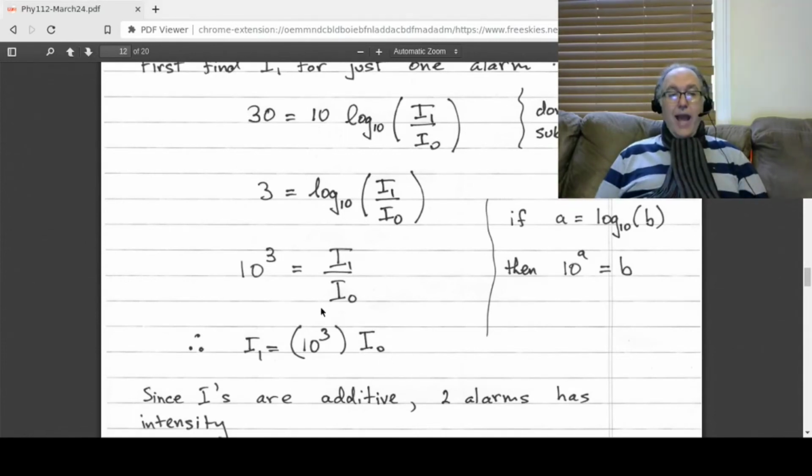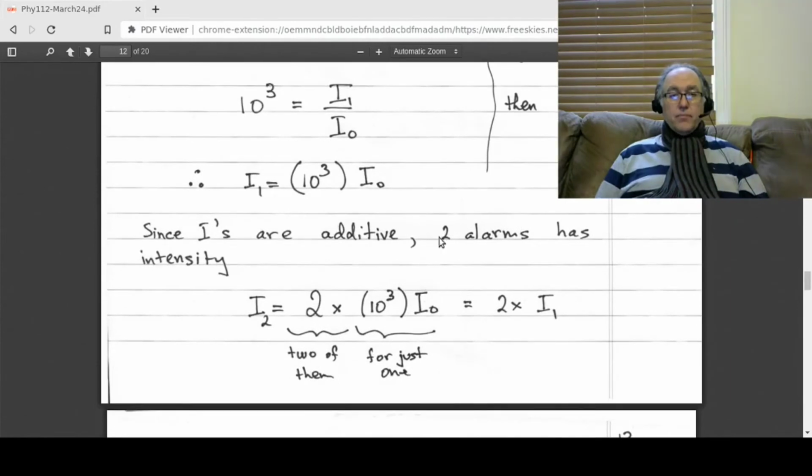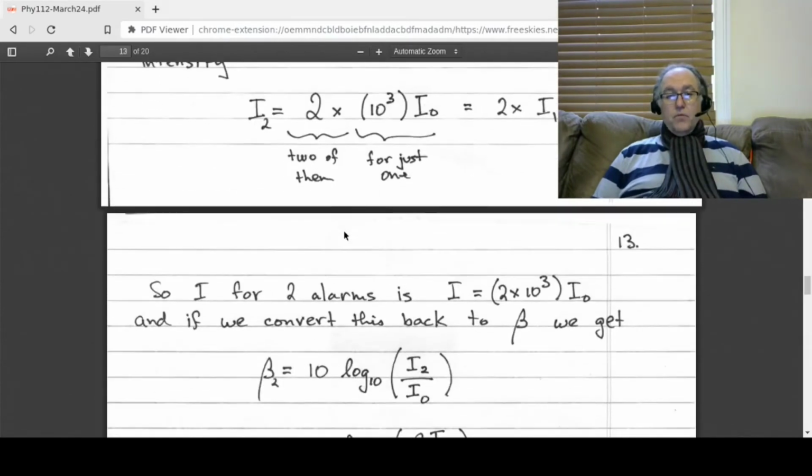Now, the I's are additive. What that means is that if one alarm has the intensity 10 to the 3 I naught, then I2 is just 2 times that. This part here is just for 1, and this part here is 2 of them, because I's are additive like that. So basically I2 is just 2 times I1. We could have started with that, but again, I wanted to show you how you could tease out I1 out of the log function. So if you have I2, that's just equal to 2 times I1.